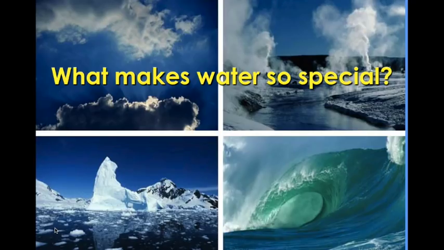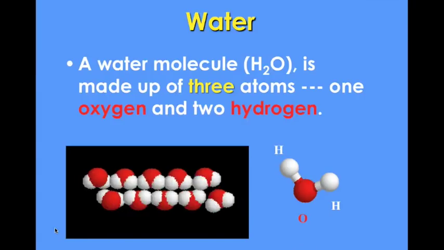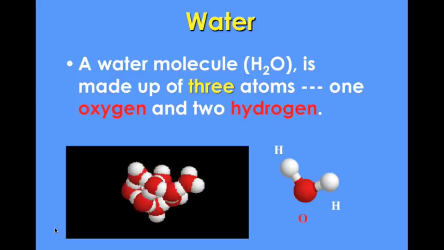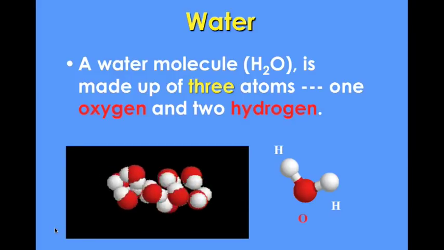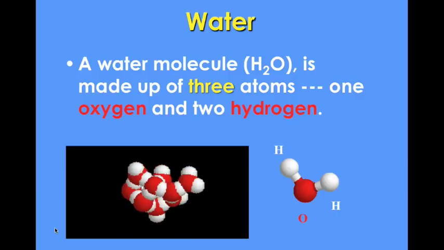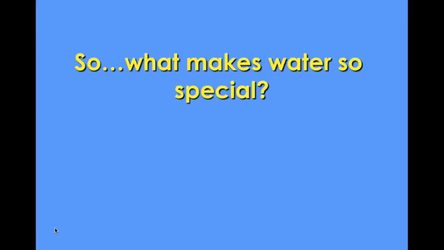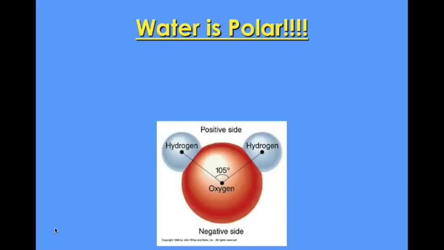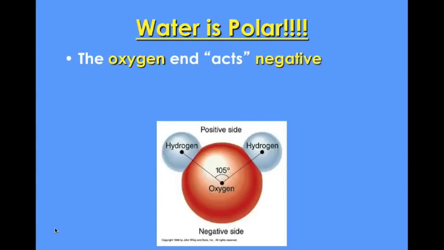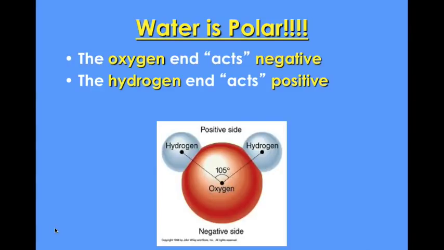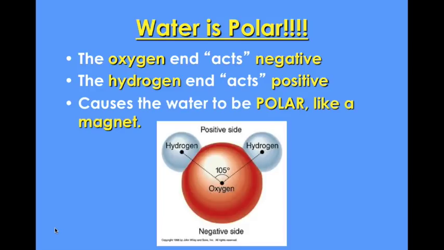What makes water so special? Water is a molecule made up of H2O. It is made up of 3 atoms, 1 oxygen and 2 hydrogen. So what makes water so special? Water is polar. Basically, it's acting like a magnet. We have a positive side and a negative side. The oxygen end acts negative, while the hydrogen end acts positive. So this causes the water to be polar, or like a magnet.